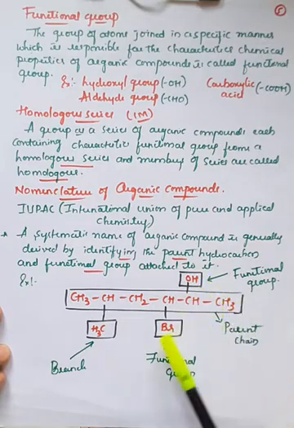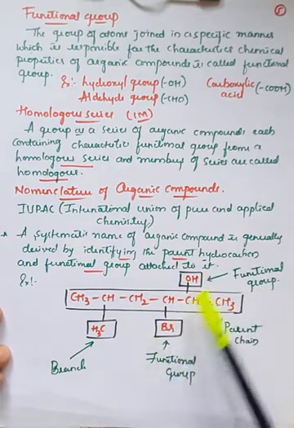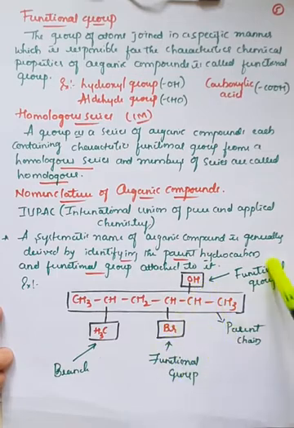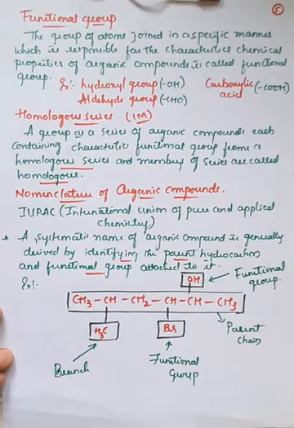Here there are 2 substituents, but these are not generally called branchings. These are generally called functional groups. Here Br acts as a functional group and OH also acts as a functional group.